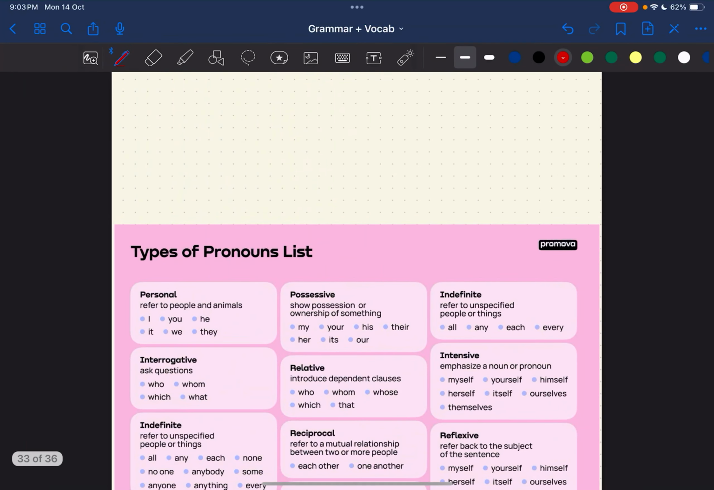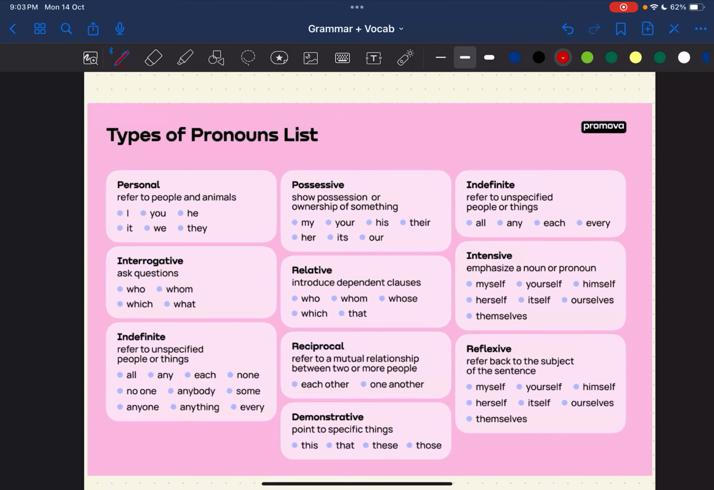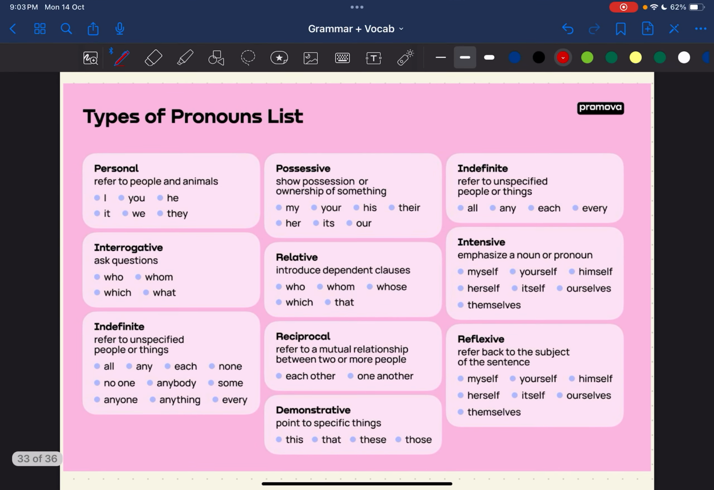Okay, moving on. How many types of pronouns do we have now? We have personal pronoun. Personal pronoun refers to people and animals. Like, I like to party. I have had my lunch. But there is another one which is called possessive pronoun. Possessive pronoun is when I show possession towards something. When I say, this is my table, you're sitting on my chair, right?